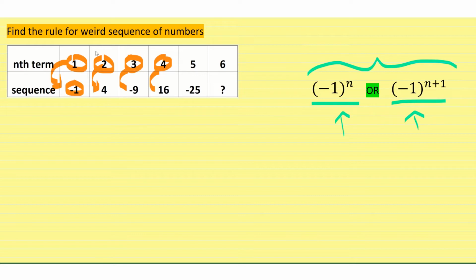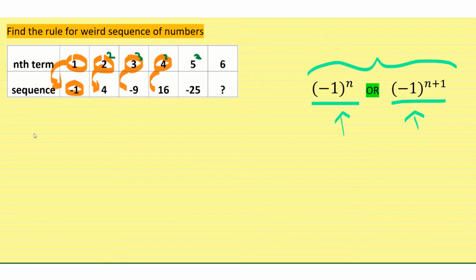At that point, you may begin to recognize the fact that if we do 2 squared, that gives us 4. If we do 3 squared, that gives us 9. If we do 4 squared, that gives us 16. Same thing here. 5 squared is going to give us 25. So we've just figured out the next piece of our rule for this weird sequence of numbers.